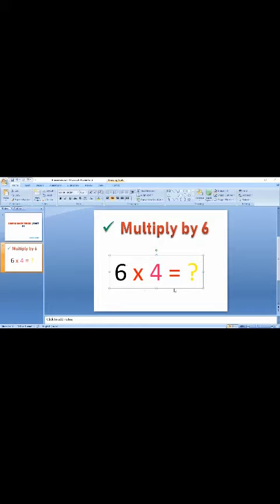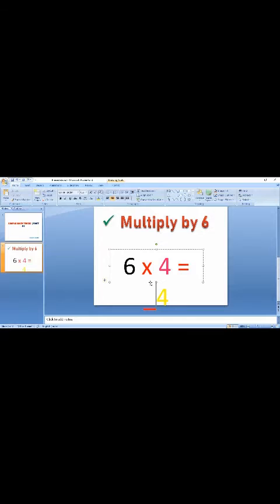If we multiply 6 by an even number, the answer will end with the same digit, and the number in the tens place in the answer will be half of the number in the ones place. So let's take 6 into 4 is equal to, we don't know what. 4 is an even number, and the answer will end with 4. And the extra number over here will be half of the ones digit.